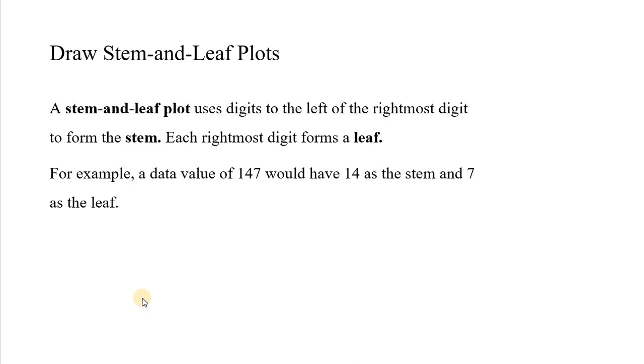A stem and leaf plot uses digits to the left of the rightmost digit to form the stem, and each rightmost digit forms a leaf. For example, a data value of 147 would have 14 as the stem and 7 as the leaf. So we determine the leaf first, and the remaining digits are going to be the stem of our data.